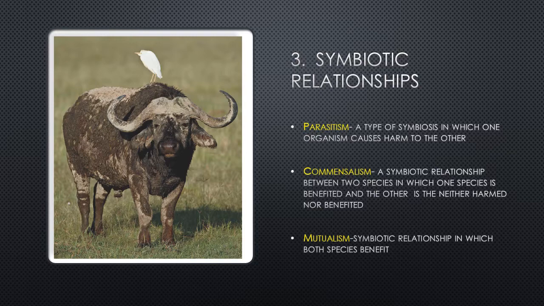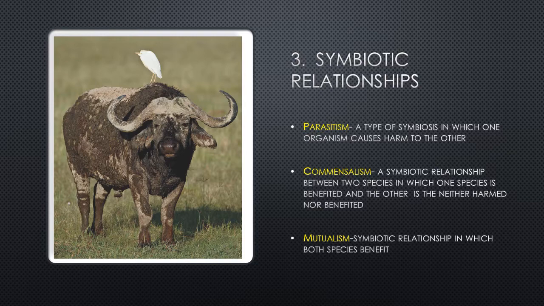Commensalism is a symbiotic relationship in which one of the organisms is benefited and the other one is really neither harmed nor destroyed. And then mutualism, which is what we usually mean when we say symbiotic relationships, means that both of the species have a benefit.